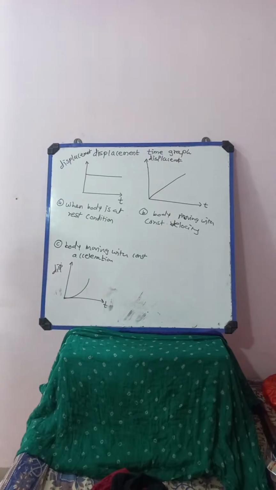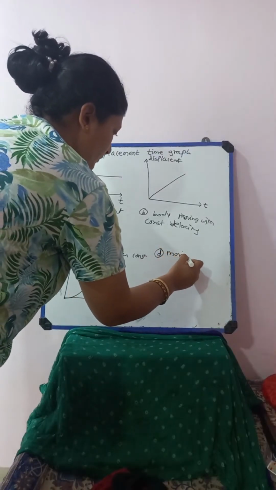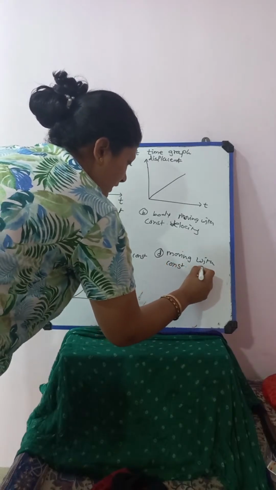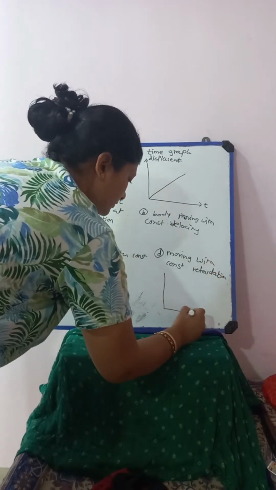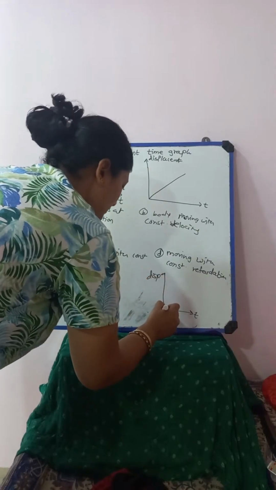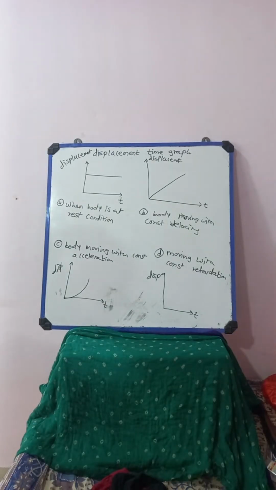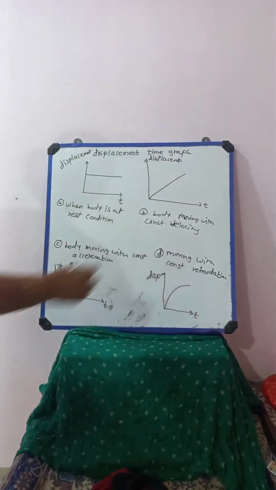Then suppose the body is moving with constant retardation. This is time, this is displacement, and retardation is nothing but a decrease. There is a decrease in acceleration. So you will get a graph like this.